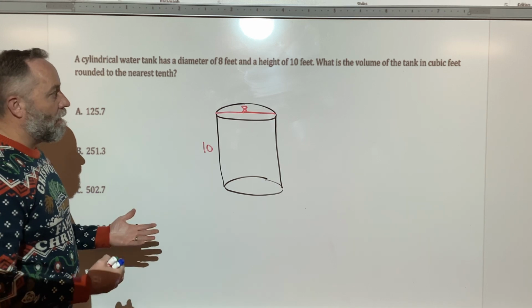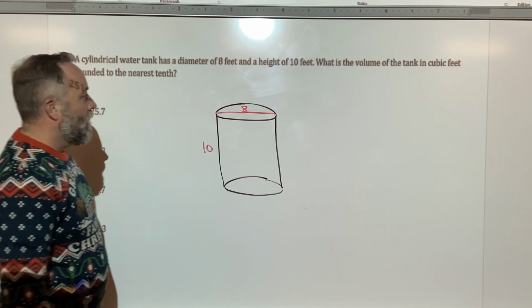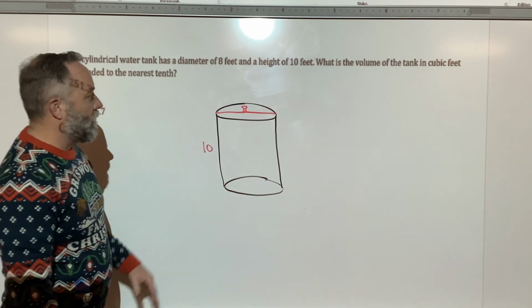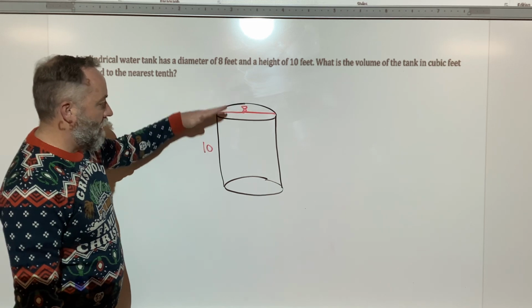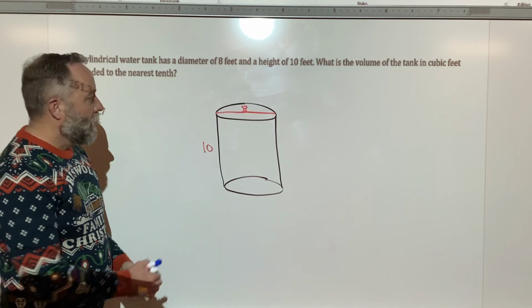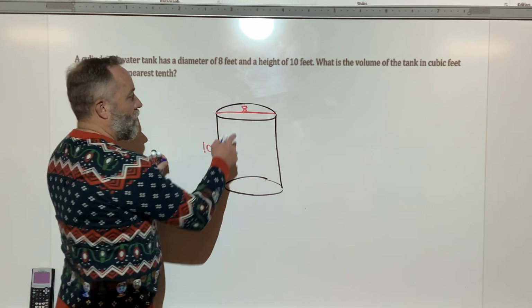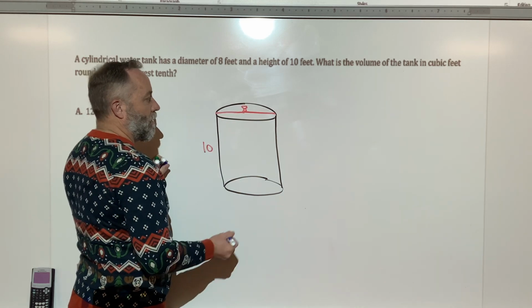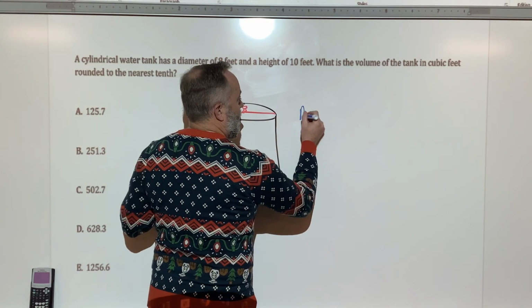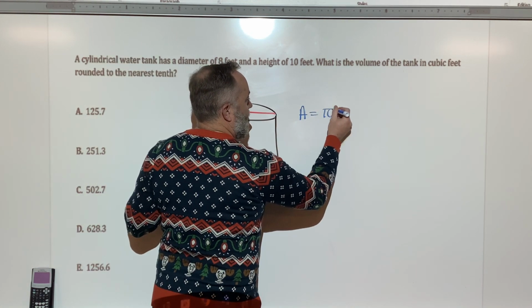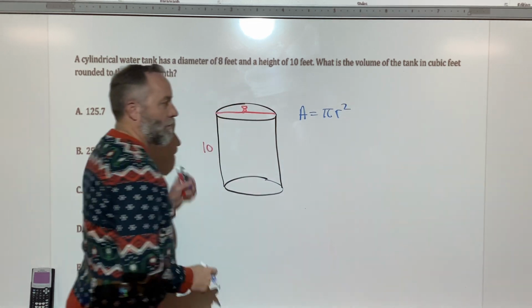The way that you find a volume of a uniform shape would be to find the area of its base and then just multiply it by its height. So in this case, our base is a circle, so the equation for the area of a circle is equal to pi times the radius squared.